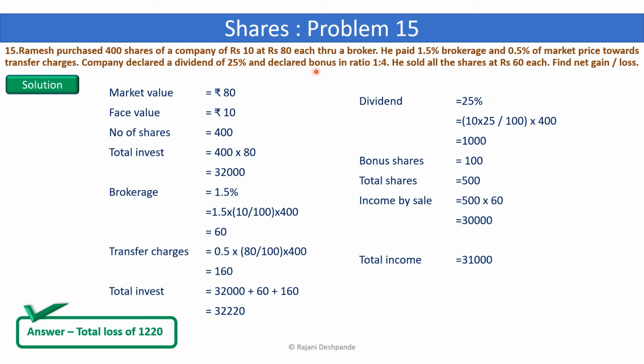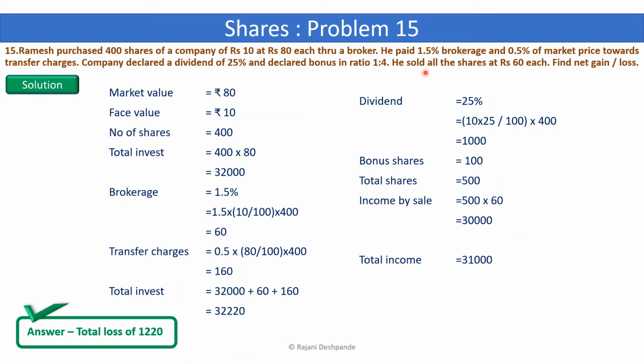The company also declared bonus in ratio 1:4. So the company also gives the bonus shares. We have already studied the bonus shares. Bonus shares are the shares which are given free, you can say, to the customers. So he has 400 shares. The company decides to give 1:4, that is 1 share per 4 shares. So for the 400 shares, he gets 100 more shares as bonus shares. So now he has a total of 500 shares.